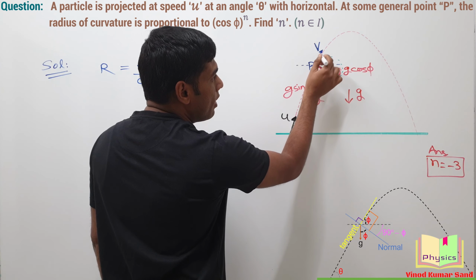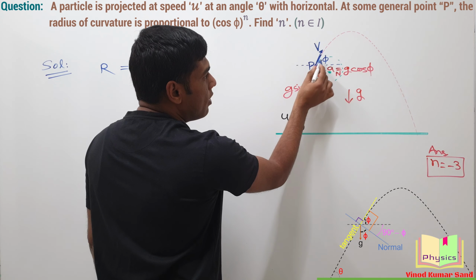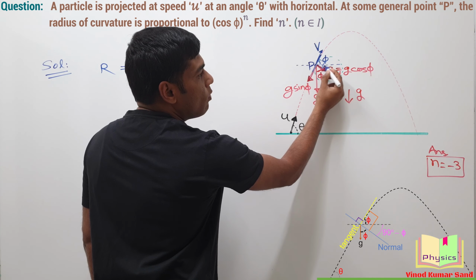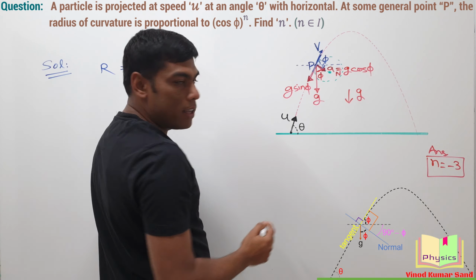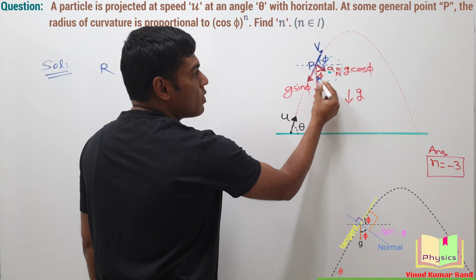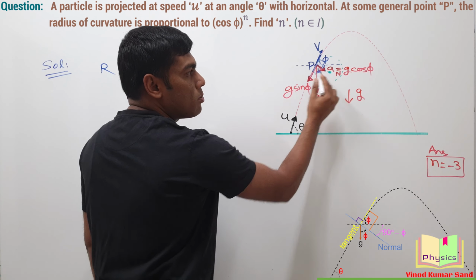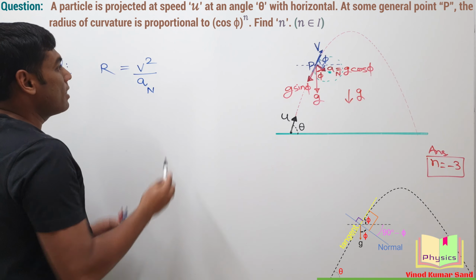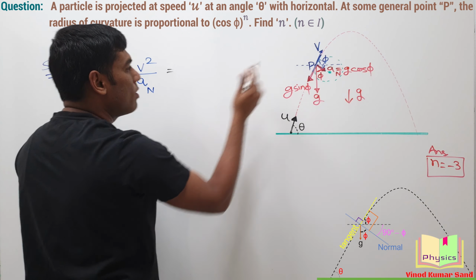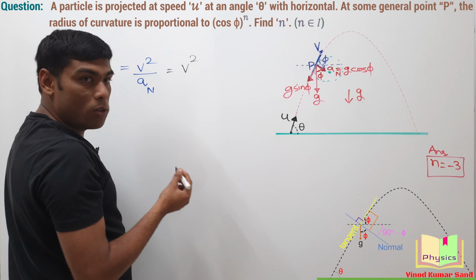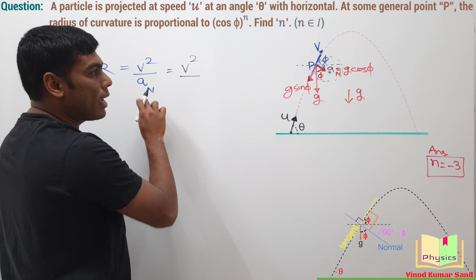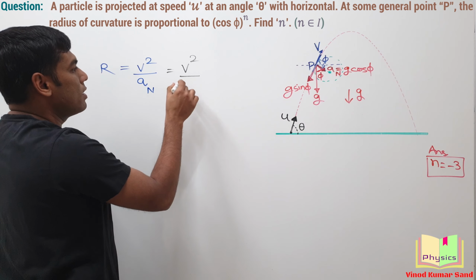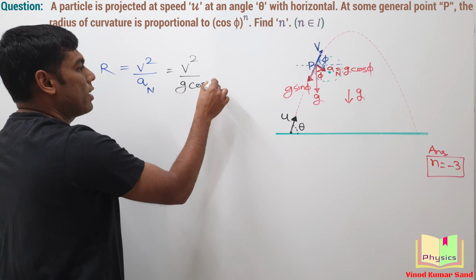How did we get the angles? This angle is phi, and the tangent and the normal create an angle of 90 degrees. So here the angle was 90 degrees minus phi, and this total angle was 90 degrees. So this must be phi. Now, putting the data in the formula, the speed is v, so we'll keep it v only, v square divided by the acceleration which is normal to this path at this point, g cos phi.